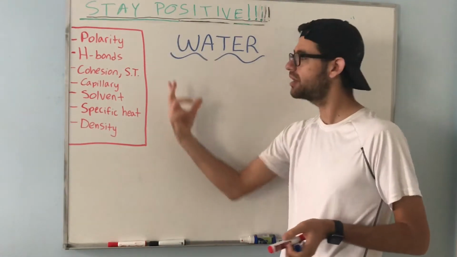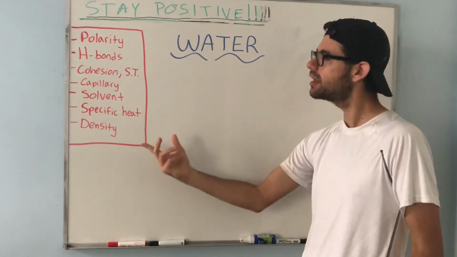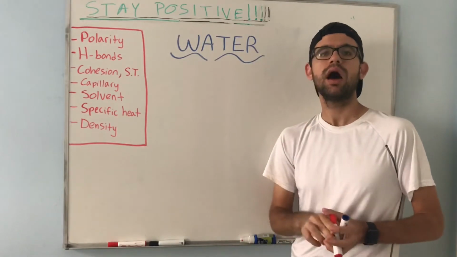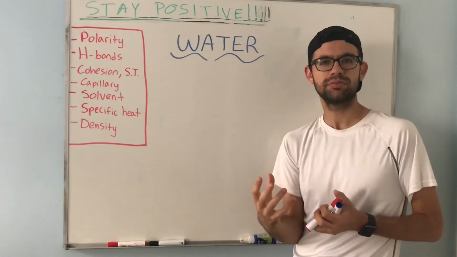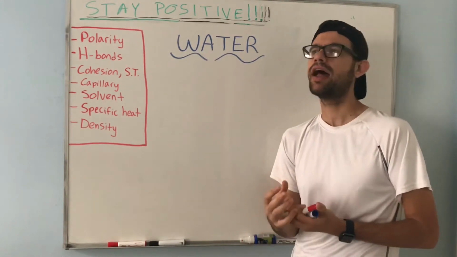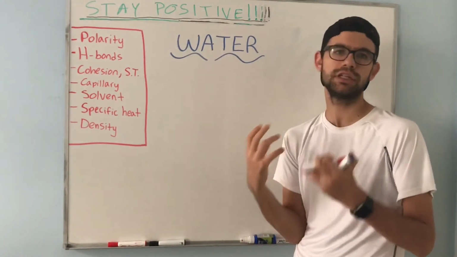So how is hydrogen bonding related to having a high specific heat? Well, when you try to heat up water or cool down water, a lot of the energy associated with those processes goes into breaking and forming all of these hydrogen bonds. And so you get a small change in temperature.